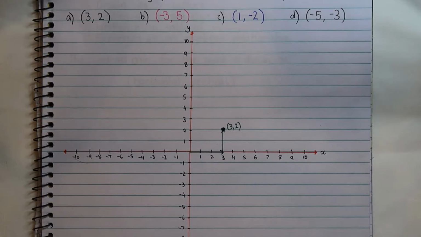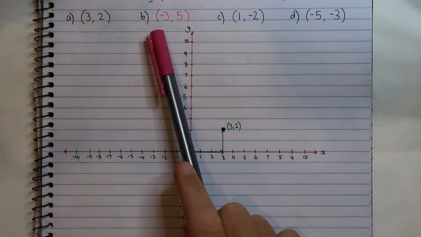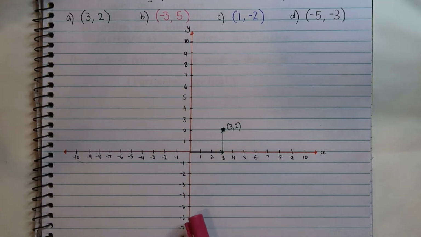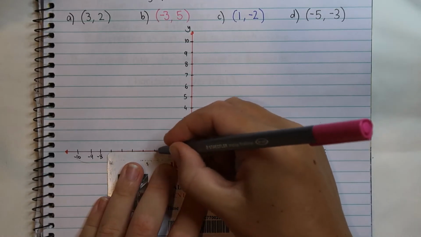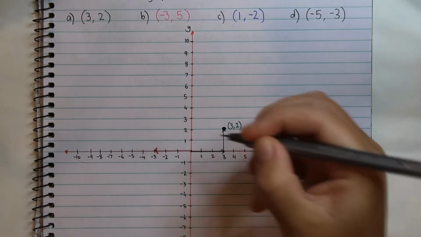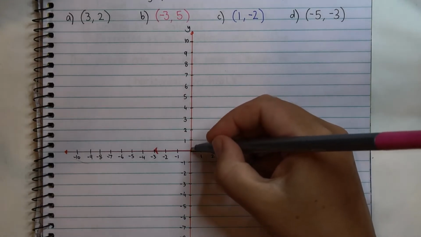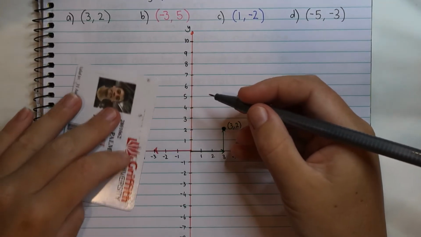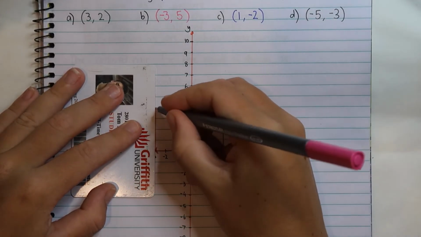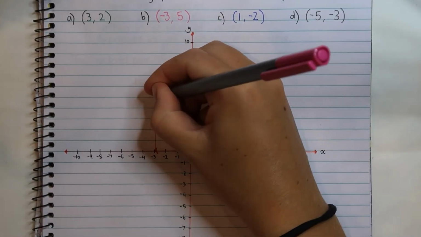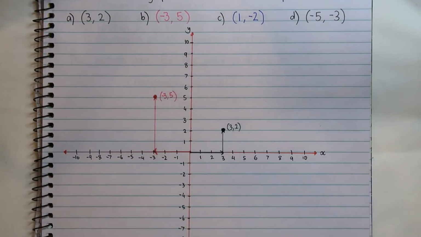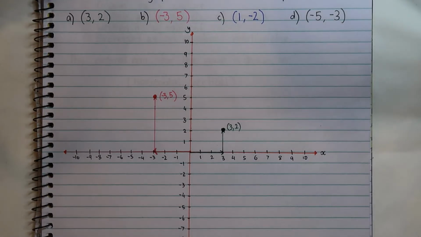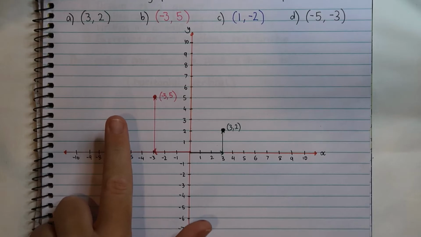So our next point is -3, 5. So we're going to move 3 to the left on our horizontal axis. So we're going to go to -3 in this direction. So 3 across, and then we're going to be going 1, 2, 3, 4, 5 up. And that's where our point is going to lie. So now we've got a point in quadrant 1 and a point in quadrant 2.